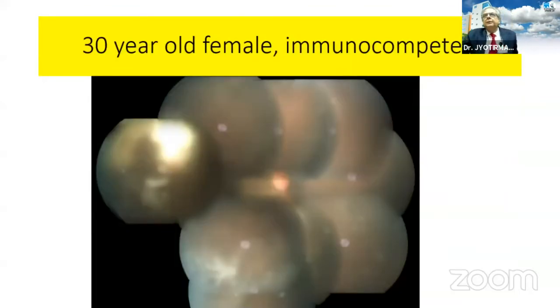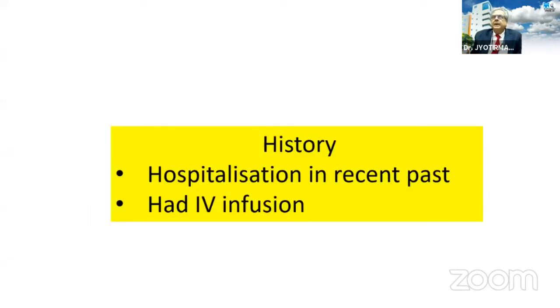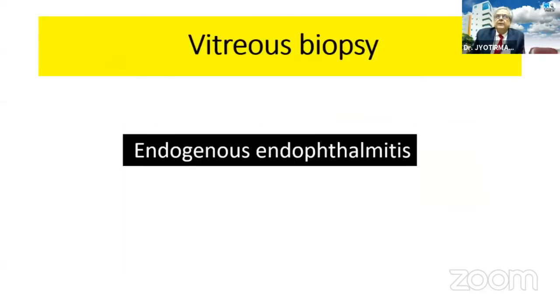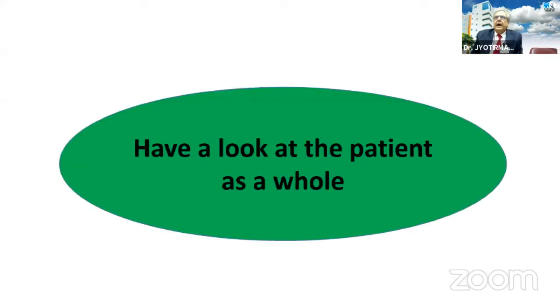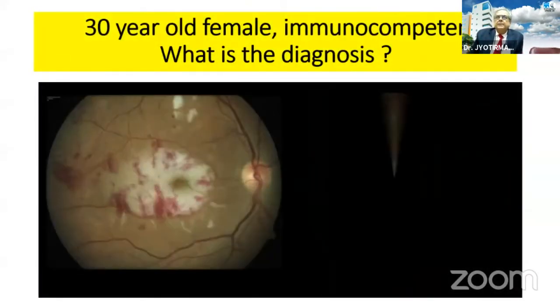This is a 30-year-old female, immunocompetent, and you can see that there is a whitish exudate material in the vitreous cavity. If we look at the history, this patient gave a history of hospitalization in the recent past and had IV infusion. And the vitreous biopsy showed endogenous endophthalmitis. So what we thought was a kind of vitritis, with the history itself, can help us to make a diagnosis.